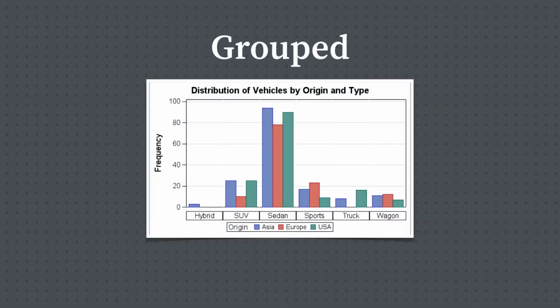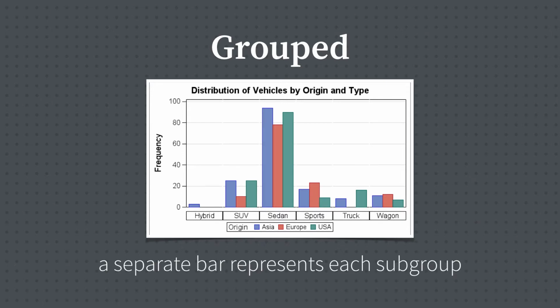Another very commonly used type of chart, and this is the one that we're going to be looking at mostly, is what we call the grouped chart. So here in a grouped chart, we have separate bars to represent subgroups.